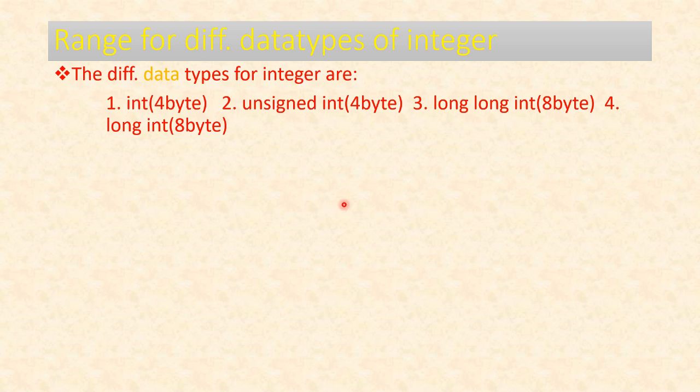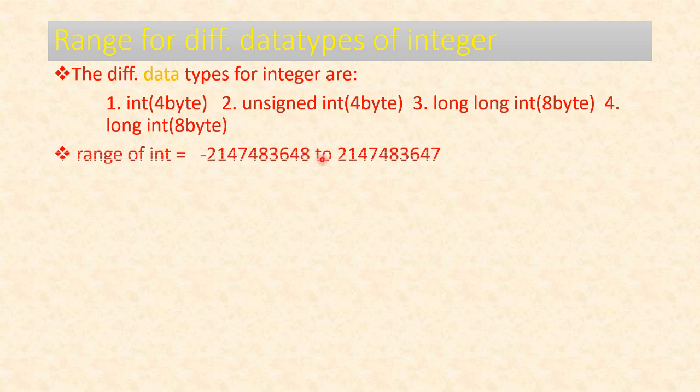All these have a particular range of numbers which we will be able to store in the variable. We cannot store an infinite number of numbers in a variable of data type int, unsigned int, long int, and long long int. So it has some range which we will be seeing in a later stage of the program.